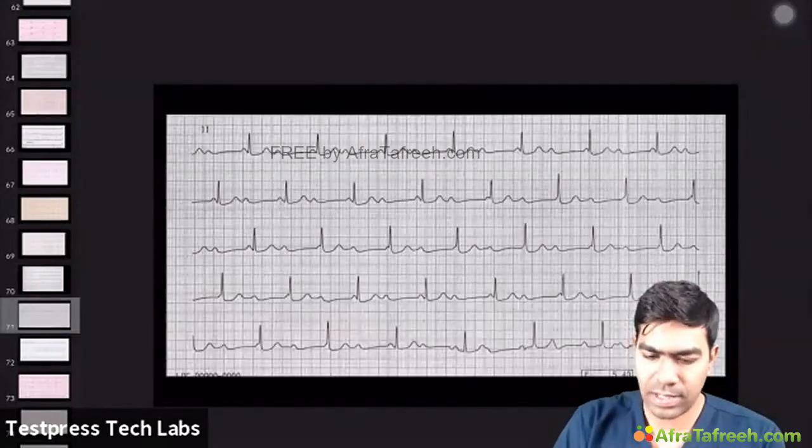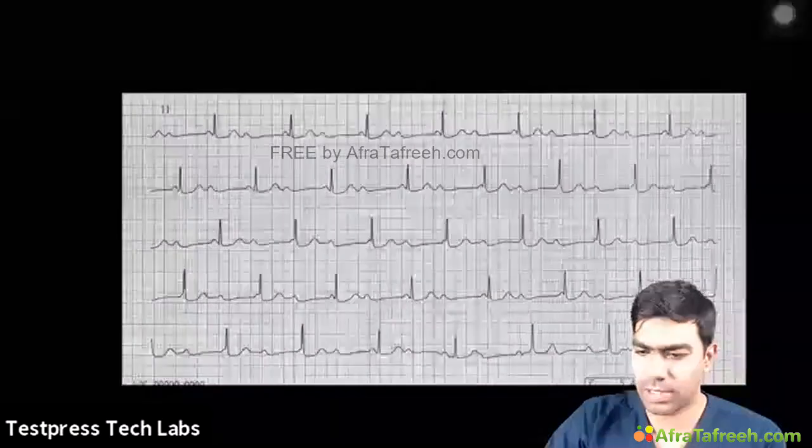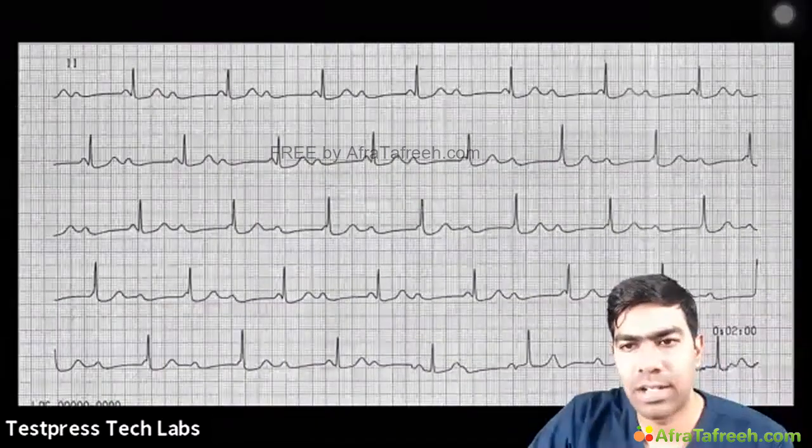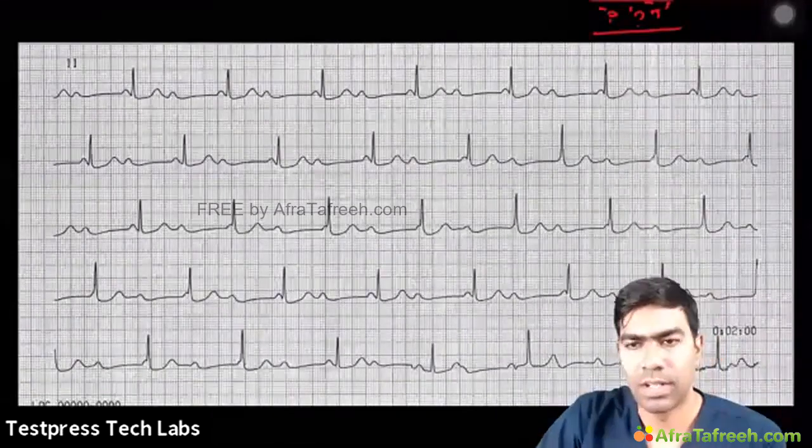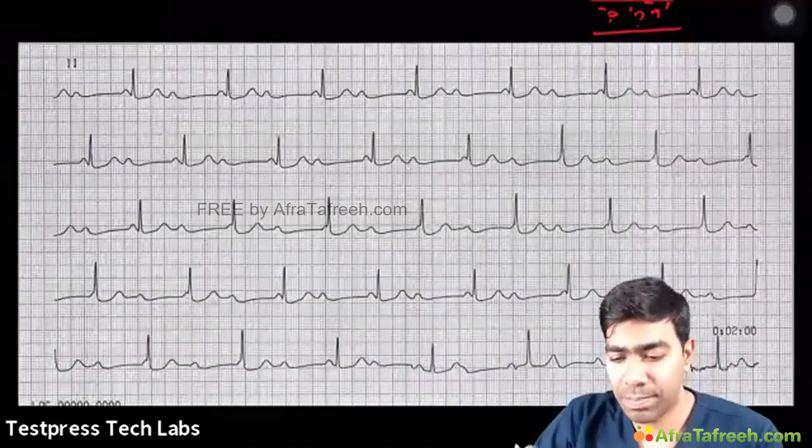Okay, this is the best ECG to get confused. I'm going to discuss it now. What Indra is asking is: P wave and T wave, how will you differentiate between them? So to add to your confusion, this is the best ECG.